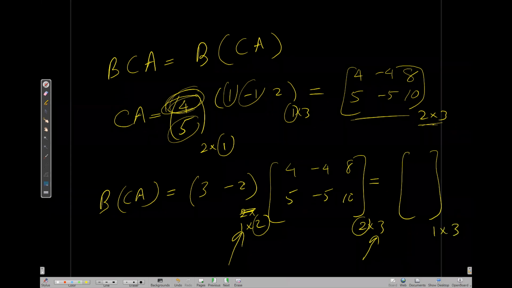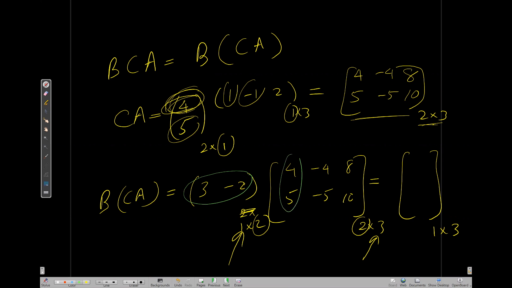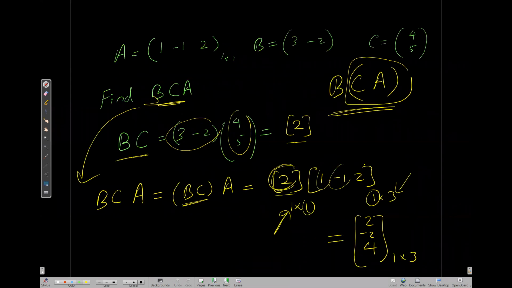Let's see. So the first row, only one row, by this one. So 3 into 4, 12, minus 10, 2. Then this by this. So 3 into negative 4, negative 12, and minus 2 into minus 5, plus 10. So negative 12 plus 10, negative 2. And this by this, 3 into 8, 24, minus 20, so 4. 2, negative 2, 4. Is that what we got? Let me check. 2, negative 2, 4. See, they are the same.